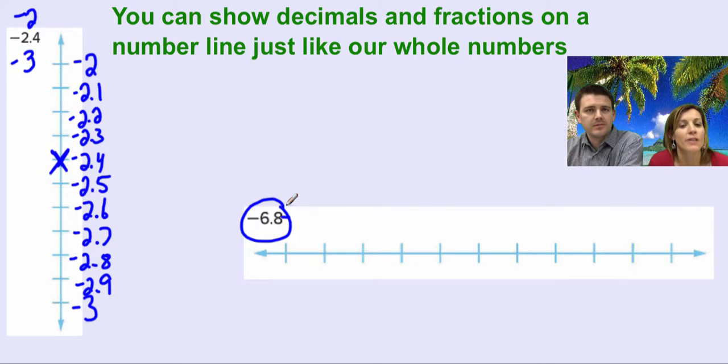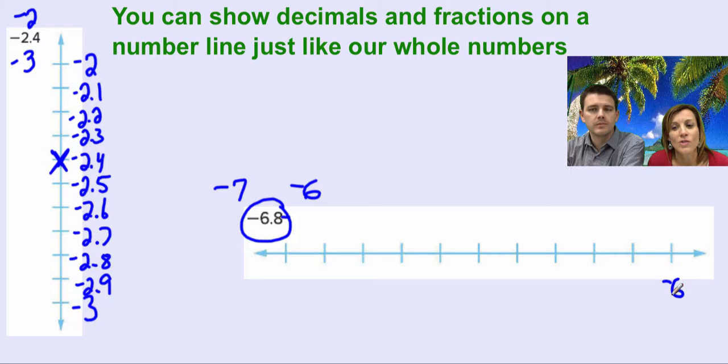All right, negative 6.8 is our second problem. This time we're going to display our number line horizontally. So we need to think that negative 6.8 comes between negative 6 and negative 7 on our number line. So negative 6 is closer to 0, so that should go on the right-hand side of your number line.